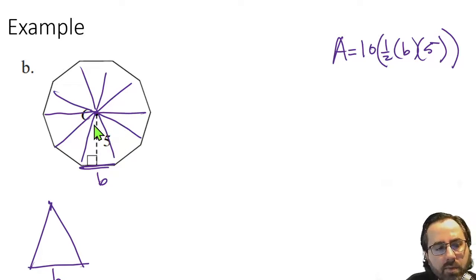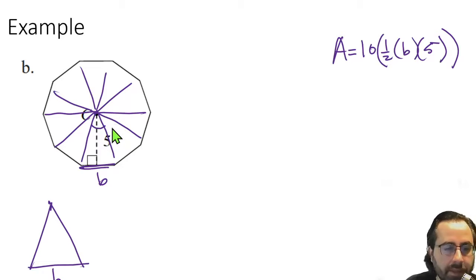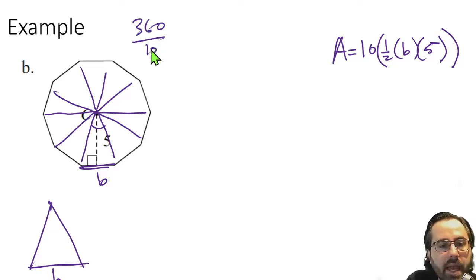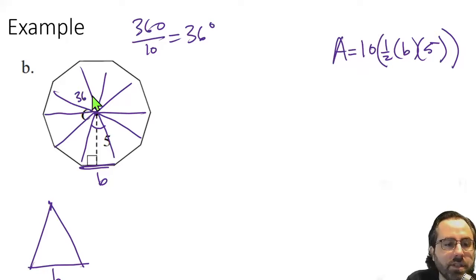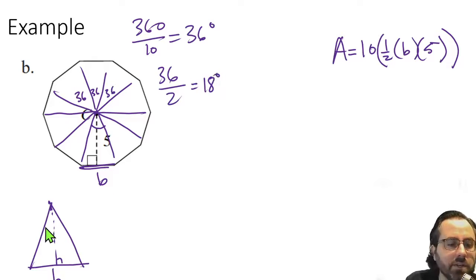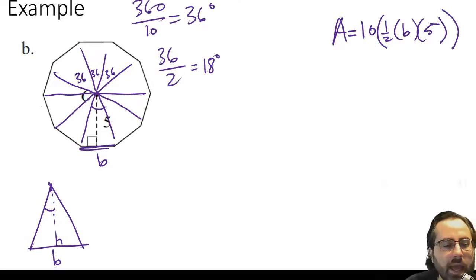And how much will this angle be? That's the first step. Well, remember what we did in the previous problem. 360 divided by how many are there? There's 10. So 360 divided by 10 makes each central angle 36 degrees. So this is 36 degrees, 36 degrees, and so on. Now, in the triangle, when we drop the height down, the height slices down the middle. So we also have to realize, like we did in the previous problem, 36 divided by 2 is 18 degrees. So this angle right here is 18 degrees.